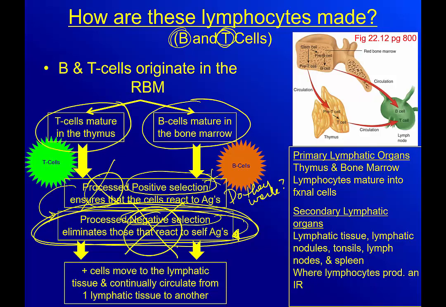The primary lymphatic organs are the thymus and the bone marrow. Primary meaning this is where the cells get made. Remember, the thymus makes the T cells, the bone marrow makes the B cells. The secondary lymphatic organs are where those cells work. So the tonsils, the spleen, the thymus, the lymph nodes, all of these organs are where they actually function, where they live their day-to-day lives, not where they began.